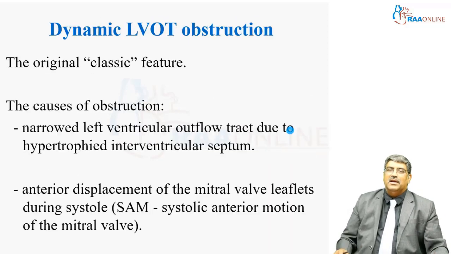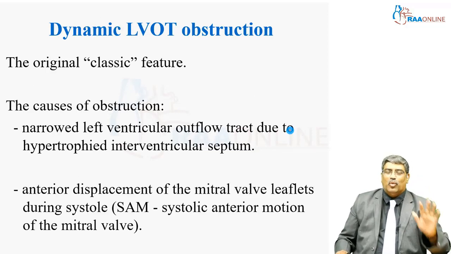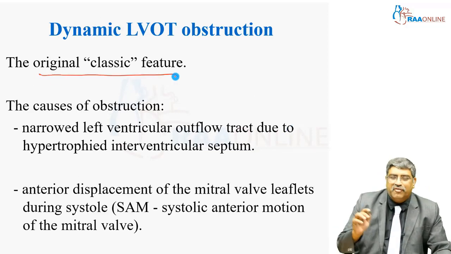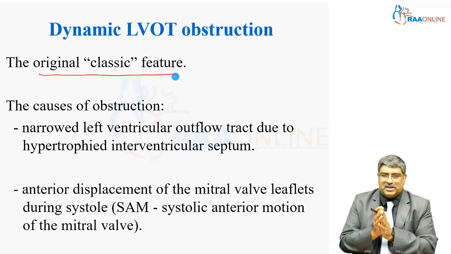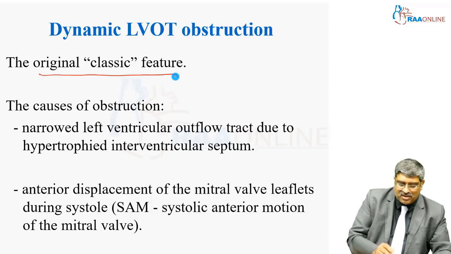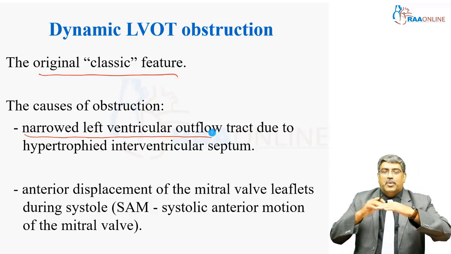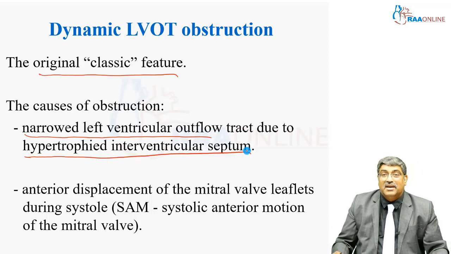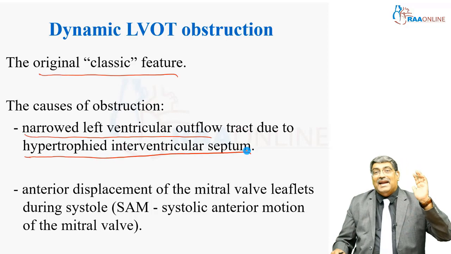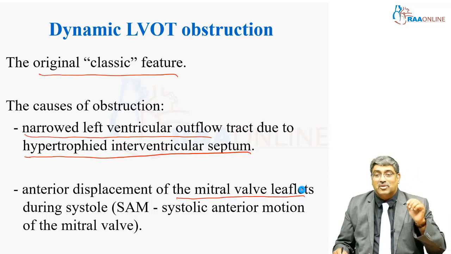Now coming to the dynamic LVOT obstruction. This is the original classic feature of HOCM. Here there are two causes for obstruction. The first cause is that your left ventricular outflow tract is narrowed due to the hypertrophic interventricular septum. Next is the anterior displacement of the mitral leaflet during systole.